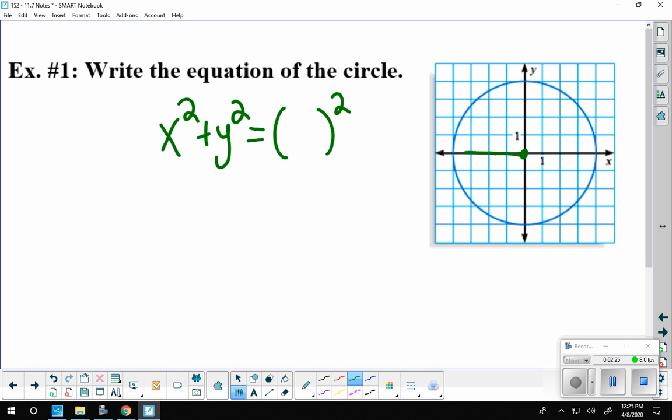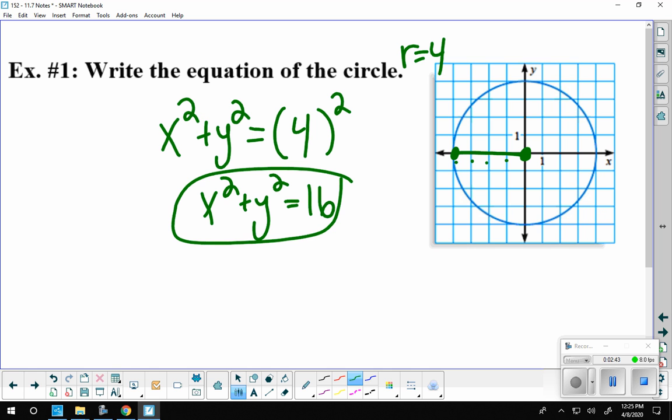So my radius is the length from the center to an endpoint on the circle. So that's 1, 2, 3, 4 units long. So I'll just say r equals 4. So we're going to square the radius to get 16. Notice I'm squaring it. It's not multiplying it by 2.